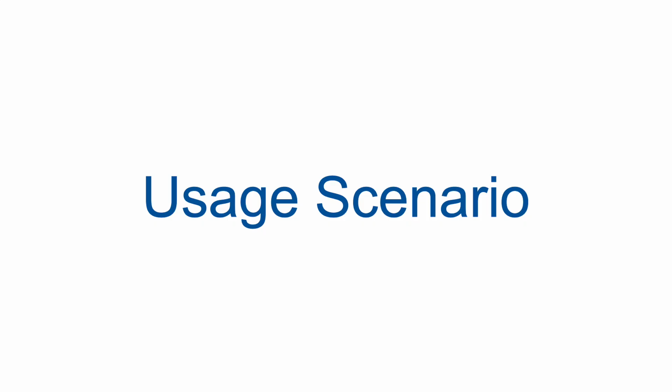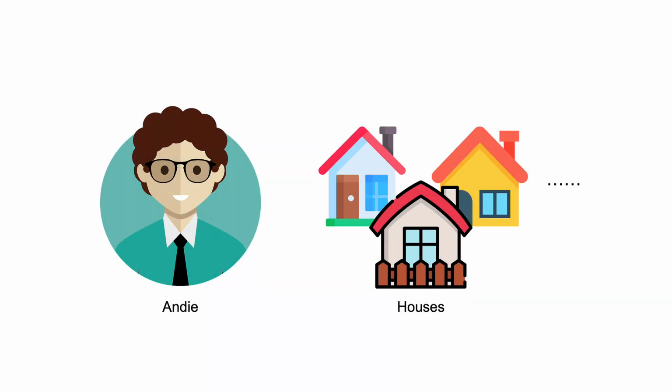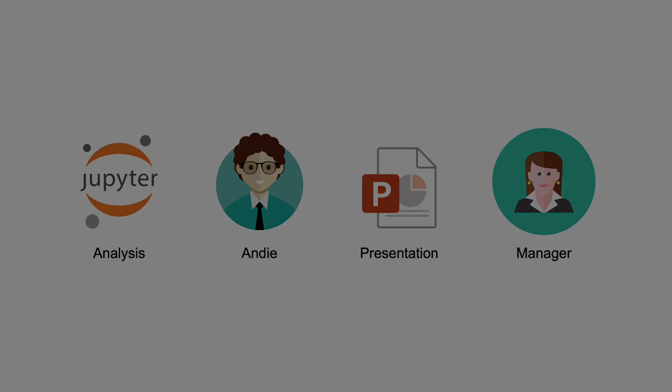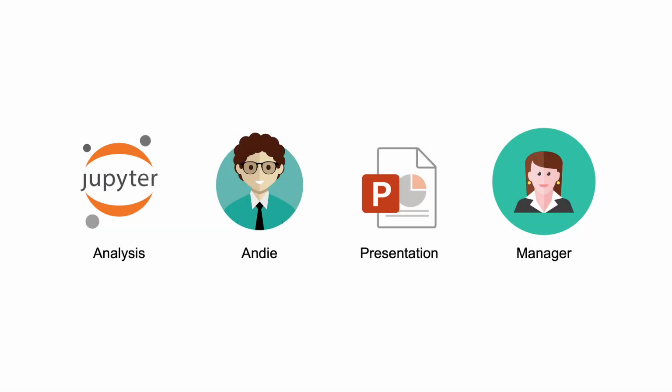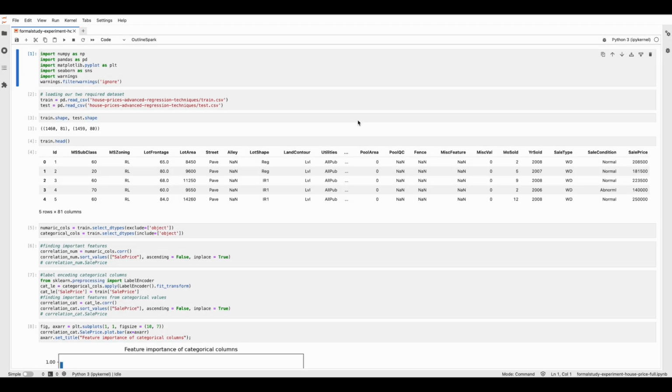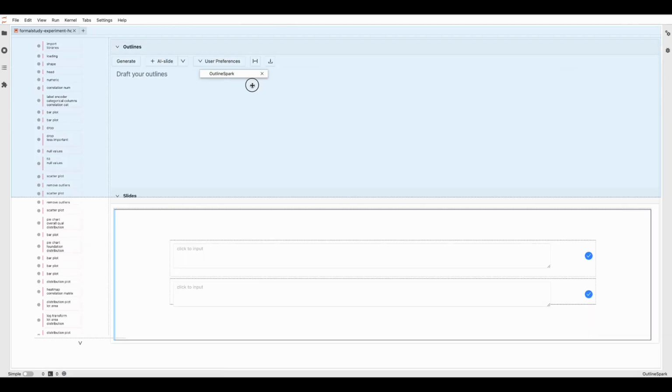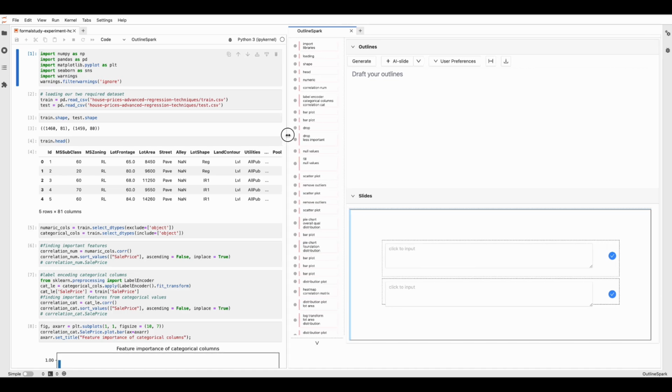Suppose Andy is a data analyst working at a real estate company. His manager tasks him with analyzing a house dataset in order to predict house prices. After completing the analysis using Jupyter Notebook, he wants to create slides to report the analysis results to the manager. Andy opens the notebook in Jupyter Lab and activates OutlineSpark. Then, he puts the two windows side by side.